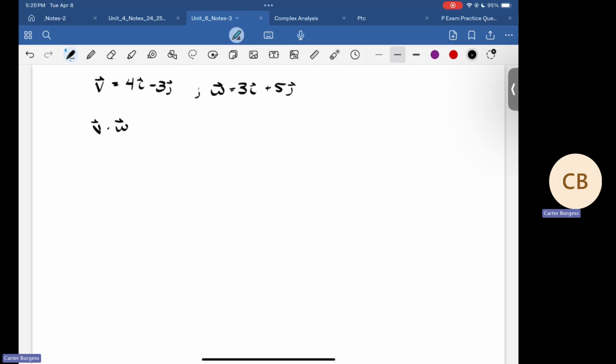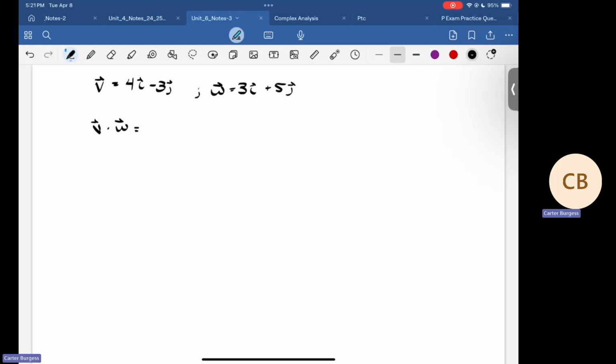Now remember, the dot product is super specific. It's not hard to find. You just need to know how to find it. It's not going to give us a vector, so we're not going to have i's and j's anymore. This is just going to give us a scalar. It's just going to give us a number.